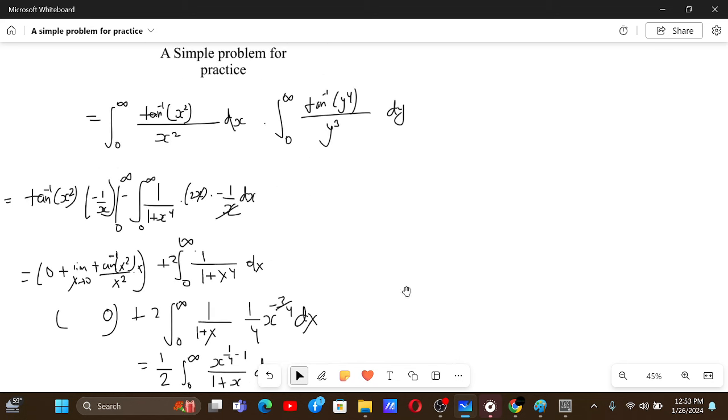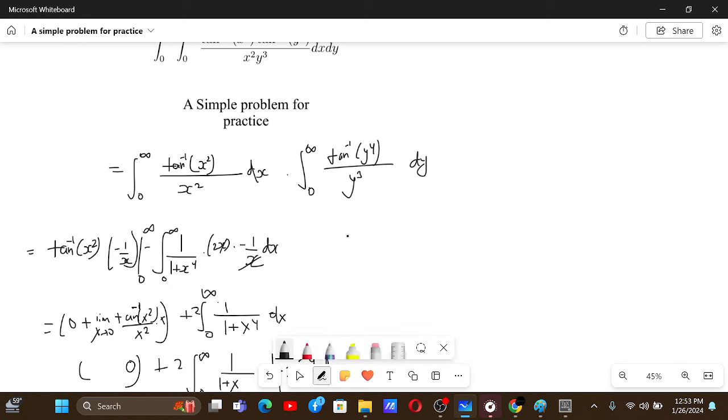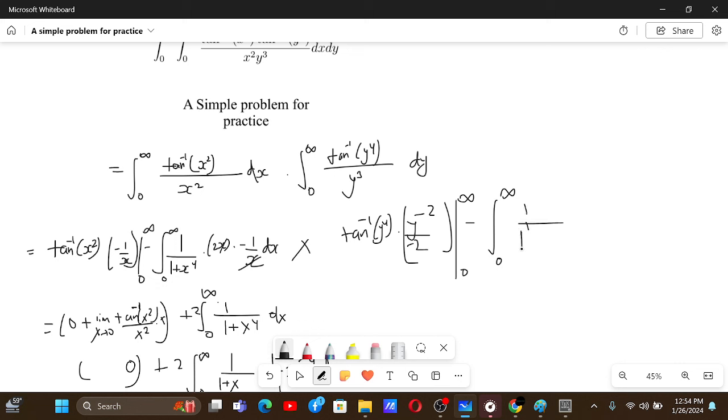Similarly, in the other case, we can also use integration by parts over here. If you use integration by parts, we will have tan inverse y to the power 4 times y to the power minus 2 by minus 2. And similarly minus the integral, and this is from 0 to infinity. Integral from 0 to infinity, we will have 1 by 1 plus y to the power 4 times 4y cube, and the integral will be 1 by minus 2 y square dy.